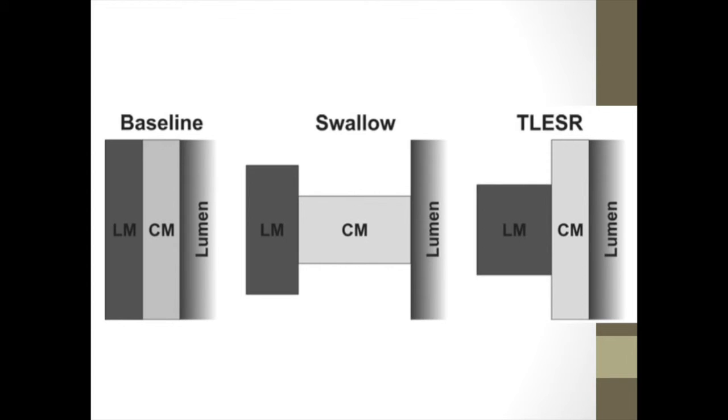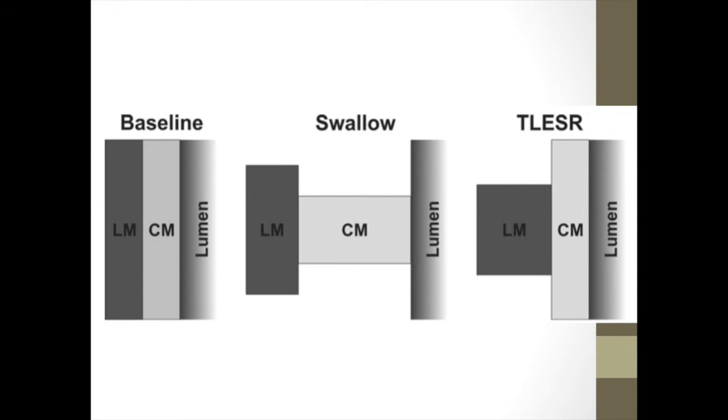This next figure is a schematic to show how the differences in the LM and CM actually look in relation to each other during each of the different muscle contractions, or lack thereof. The baseline panel on the left shows that during rest, the LM and CM are actually the same thickness with each other because the muscles are all at rest.